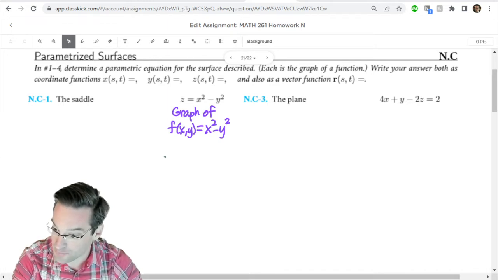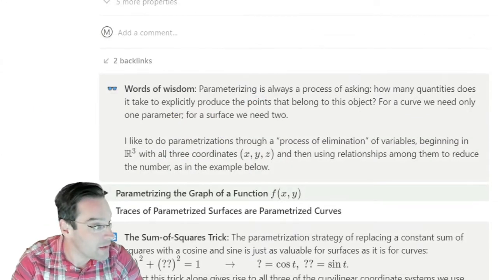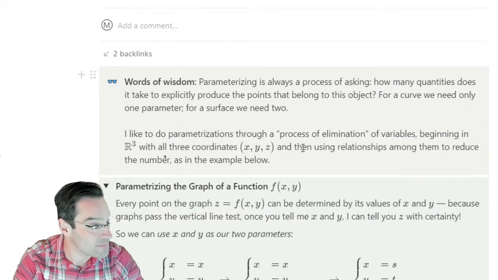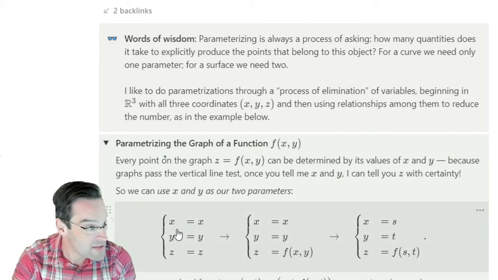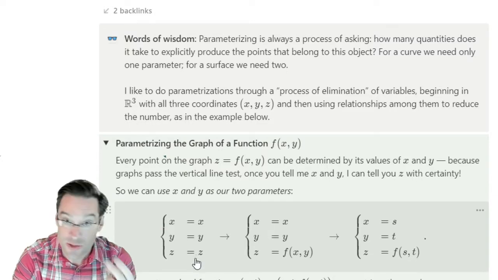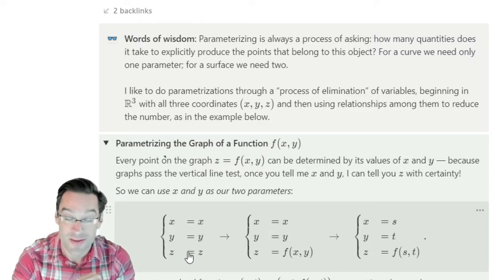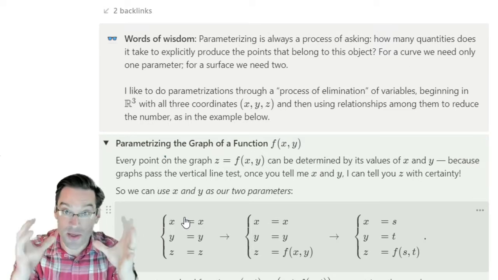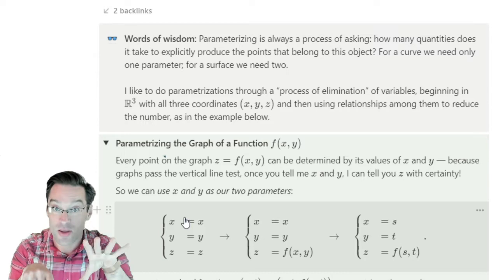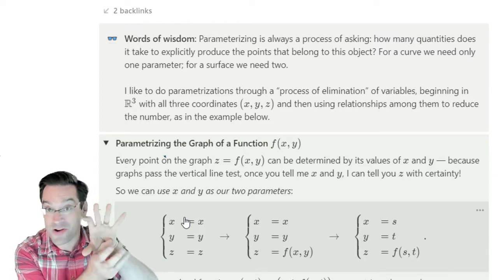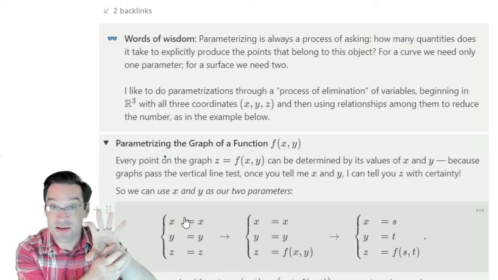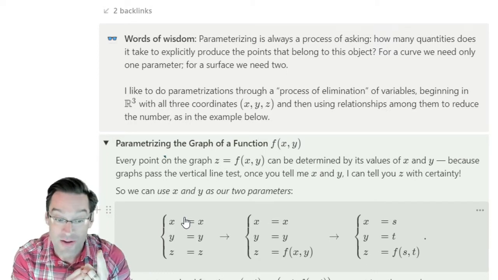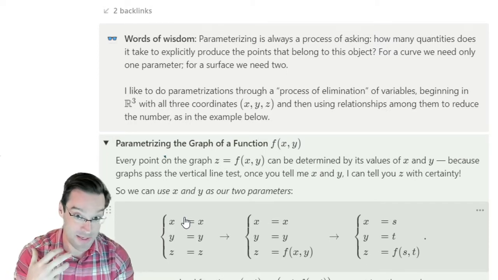So just to underline what I mean here, when I parameterize the graph of a function, I'm trying to find ways of describing the coordinates of all the points, x, y, and z, on my surface using only two parameters. So sometimes I think of parameterization as a process of starting with x, y, and z just equaling themselves, and then trying to reduce the number of variables on the right-hand sides of those equations down to 2 instead of 3, by finding a relationship among x, y, and z.